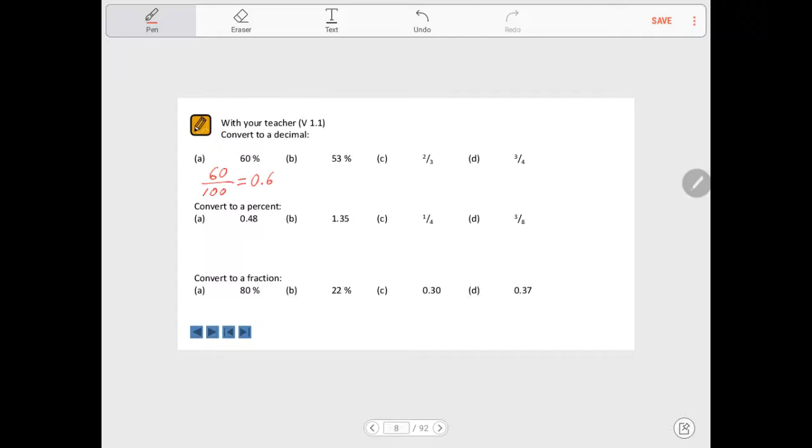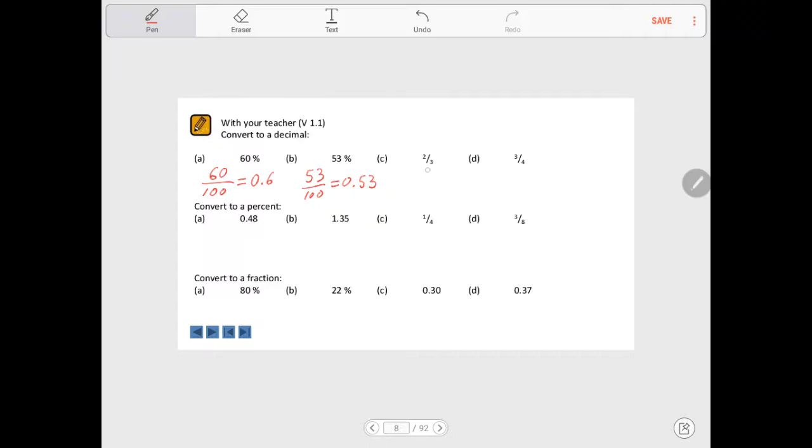So you might want to try the next one on your own, and then I'll have a go at it. So in this one, 53 divided by 100, which gives 0.53. So converting a percentage to a decimal is really quite simple, and you've always got access to a calculator even in the tests. So all you have to do is divide that number by 100, and you get the decimal answer.